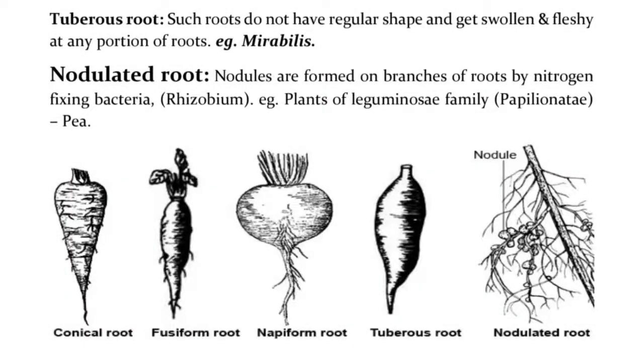Such roots do not have regular shape and get swollen or fleshy at any portion of the roots, e.g. Mirabilis. Nodulated root: nodules are formed on branches of roots by nitrogen-fixing bacteria, Rhizobium, e.g. plants of Leguminosae family, Papilionotype.